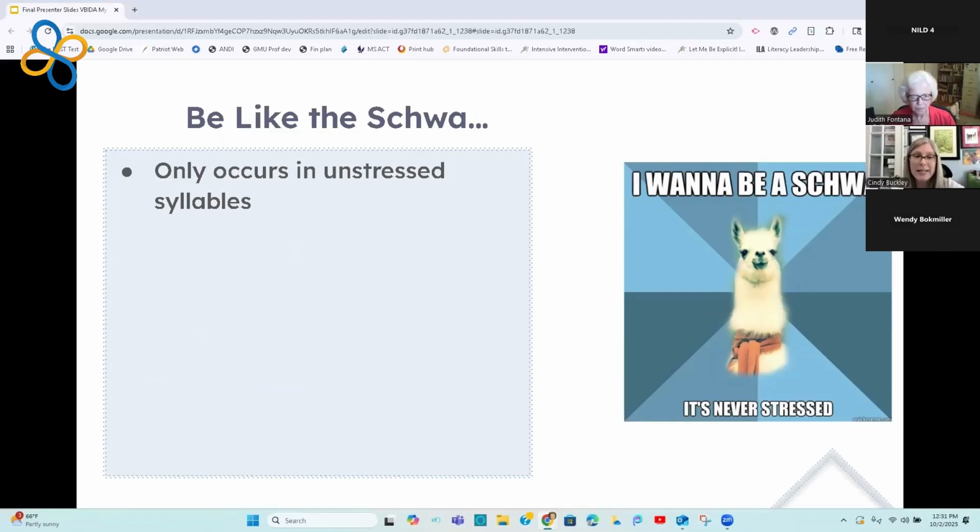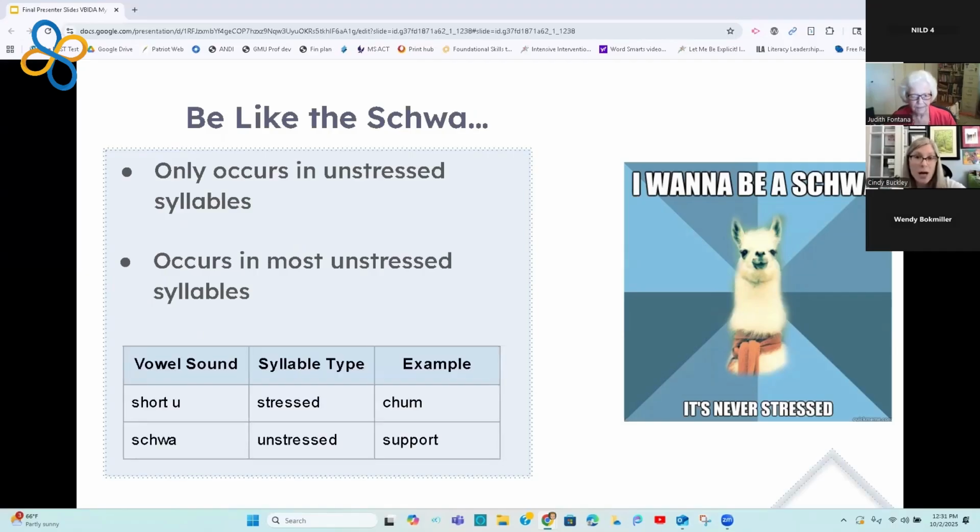So the most important thing to know about a schwa is that it only occurs in unstressed syllables. That's why we say, be like the schwa, it's never stressed. In fact, it occurs in most unstressed syllables, which brings me back to that short U conundrum. How do I know the difference, and does it matter?